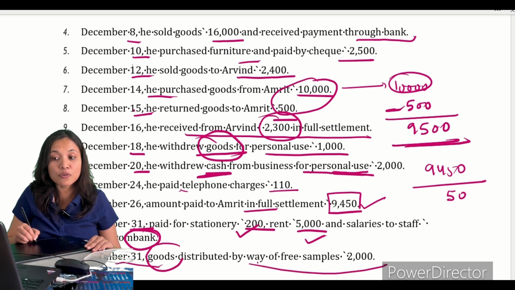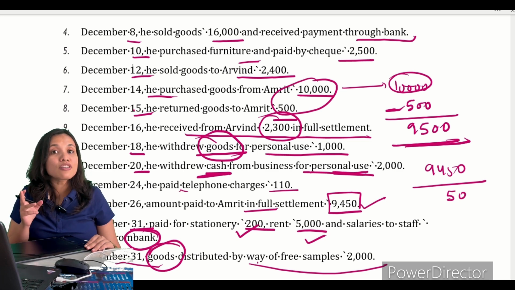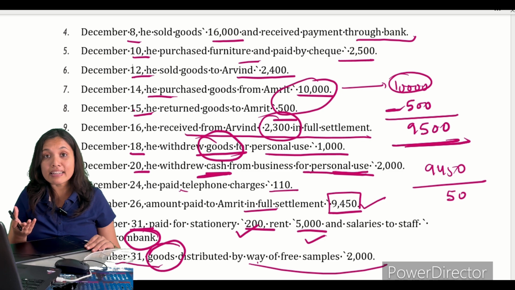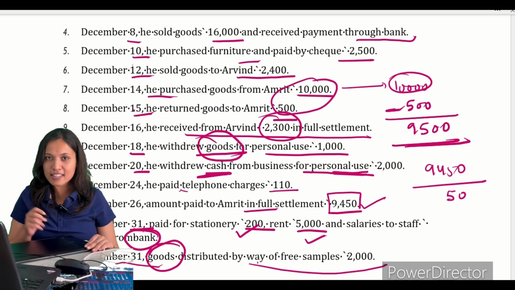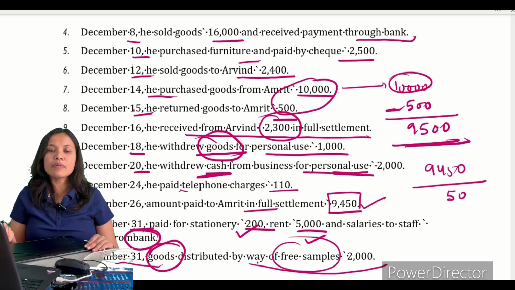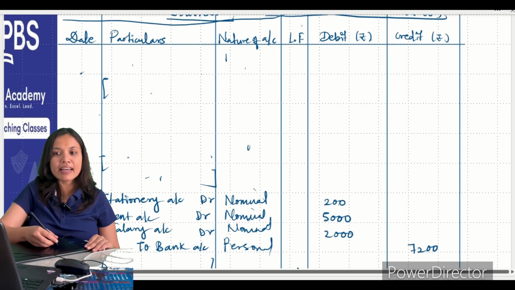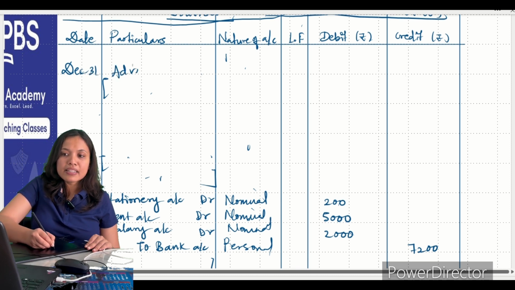As I've highlighted, what is being distributed? Goods. Whenever we give goods, what should we credit? Very good, very impressive. It is purchases. Put a star mark, highlighted, one note. So we have to credit purchases. But giving free samples is nothing but advertisement, correct? Yes. So advertisement again, it is an expense. So I'll write advertisement account debit.